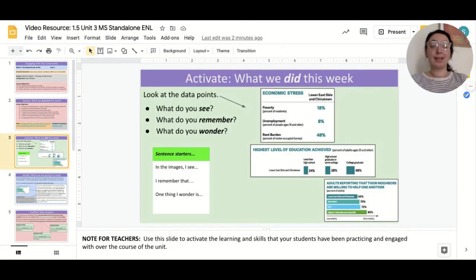Slide 3, rather than a see, think, wonder, where you're asking students to make inferences about a photo, this is an activate the learning. So the students are reaching back from the rest of the week prior to this to tell us what they see, what they remember, and what they wonder. So these are all the data tables that we looked at this week for the Lower East Side and Chinatown. So the economic stress, highest level of education achieved, and are adults willing to help their neighbors. So there's scaffolds right here that they can just fill in the rest of the sentence to talk about what they see, remember, and wonder before you get started on the lesson.